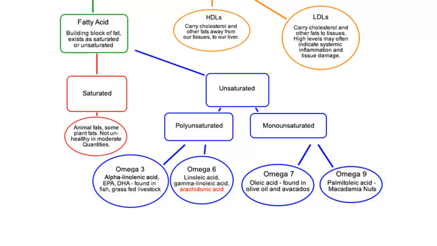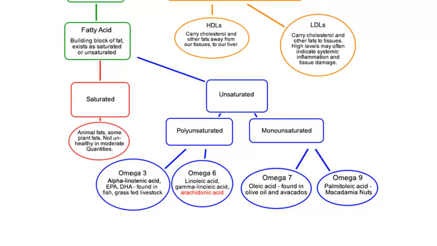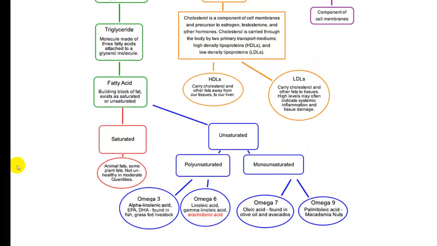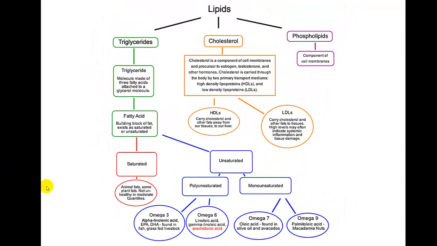Monounsaturated, pretty solid. Good to eat, don't overdo it. Polyunsaturated, omega-6 and omega-3. Omega-6, be conscious of that. Don't overdo it. Don't eat commercially raised livestock. Omega-3, fish, grass-fed livestock. Excellent, excellent, excellent. It lowers inflammation levels and improves mental health.